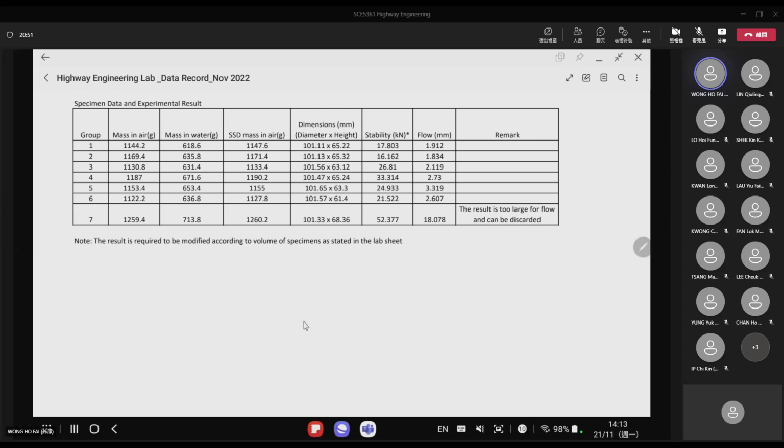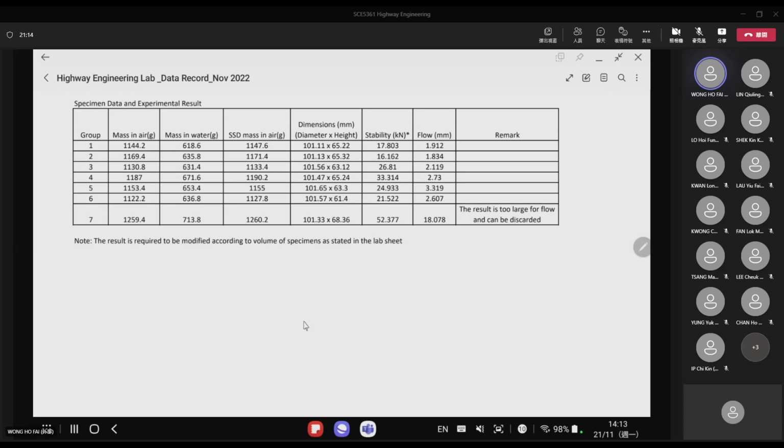If you still remember, we used the Marshall test for your sample. You need to have compactions, and I suppose you have your own photos already, right? So I haven't attached any compaction photos for you, okay? You should already have some of the photos.